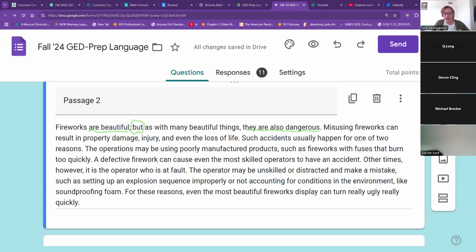going into more of these causes, right? One of two reasons means we're focused on causes. Here's our effects, right?